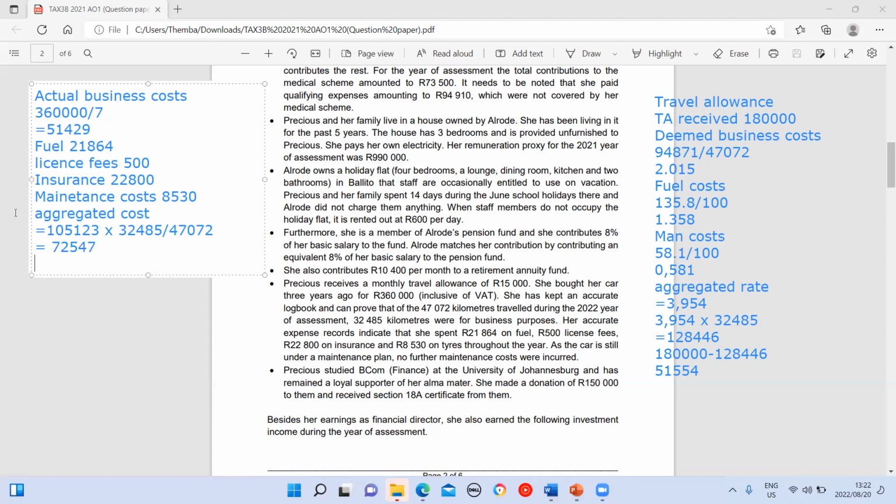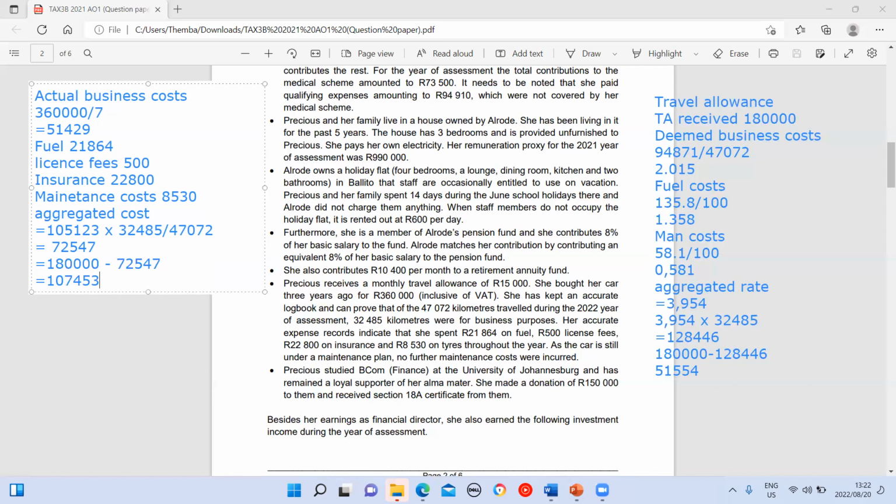And with this amount, remember our formula. In terms of actual business cost, the travel allowance to be included is equal to, also for this actual cost, 180 because she received 180 minus 72,547, equals 7,453.